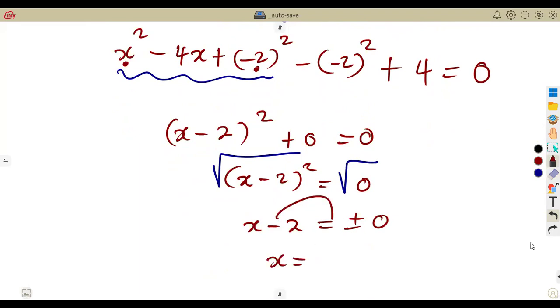So x will be equal to what? Minus 2 to the other side becomes a plus. So you add 0 to 2, or you subtract 0 from 2, you are still going to obtain 2. So that is the value of x. x is equal to what? To 2.